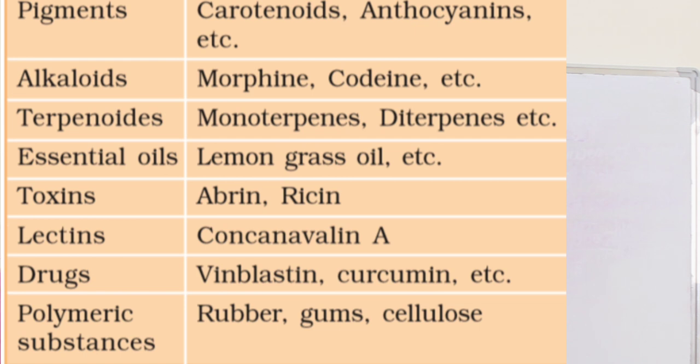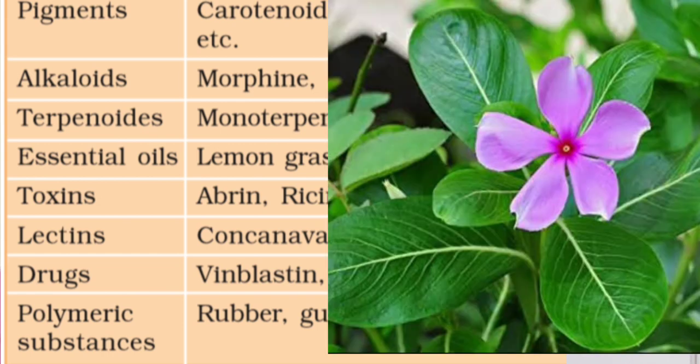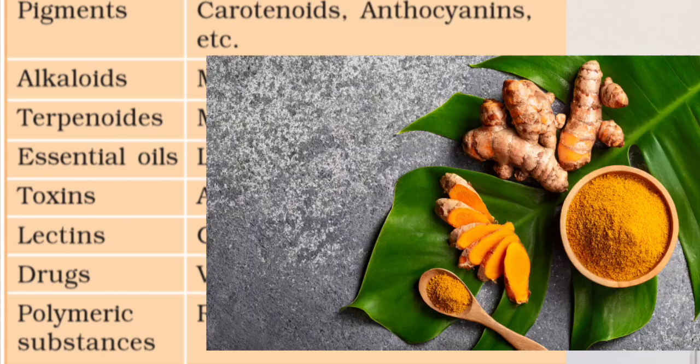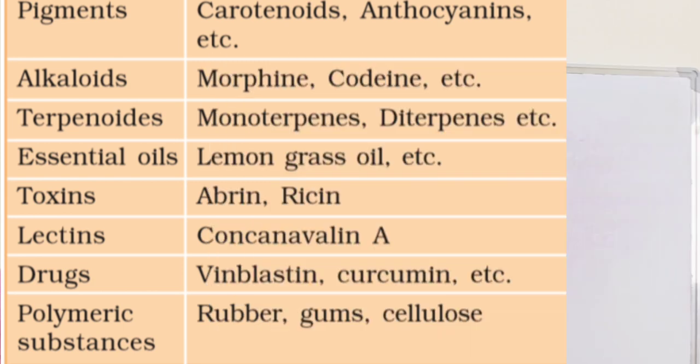Then terpenoids are monoterpenes, diterpenes, etc. Essential oils like lemongrass oil are present in many plants which have a very nice fragrance and they can keep away insects and all. Toxins like abrine, ricin, etc. Some plants have toxins as their defense. Then lectins like concanavalin A, drugs like vinblastine, curcumin, etc. These are medicinal. Vinblastine is present in a plant called Vinca rosea and curcumin is present in turmeric which has an antiseptic property. Then polymeric substances like rubber, gum, cellulose, these are all economically important for us.